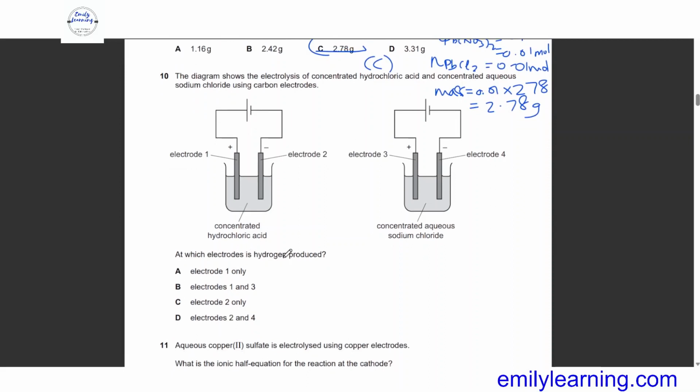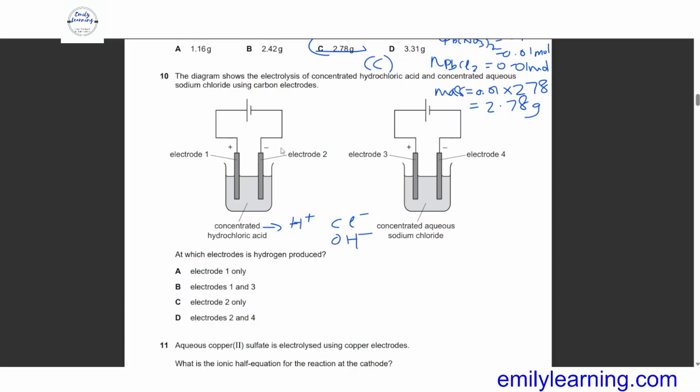So they are asking where will you have hydrogen. So let's take a look at this. Let's first take a look at this setup here. So I have concentrated hydrochloric acid. So the ions that I have will be H+, Cl-, and because there is water here, from partial ionization of water, I also get H+ as well as OH-. So these are the ions present.